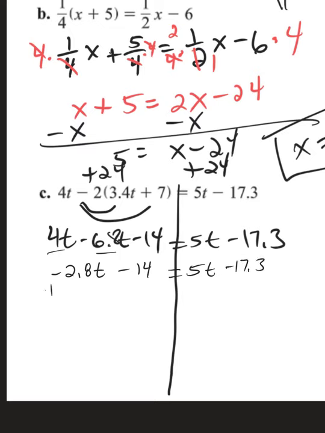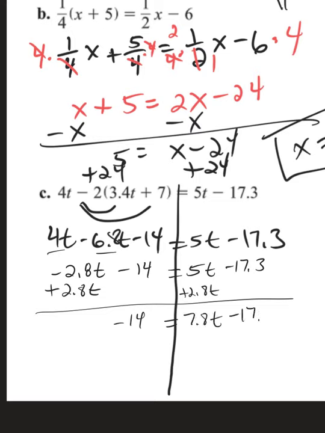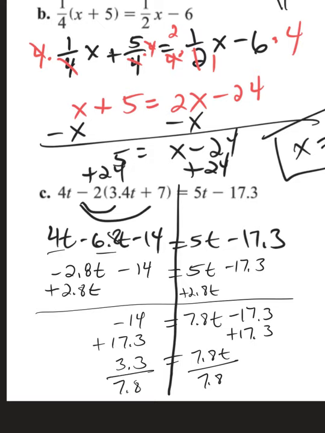And I can go ahead and add 2.8t to both sides. Notice I'm lining it up under the term that it is like, the term I can combine it with. And then add 17.3 to both sides. So on the left-hand side, I have a positive 3.3. On the right-hand side, I have 7.8t. I'm going to divide both sides by 7.8.